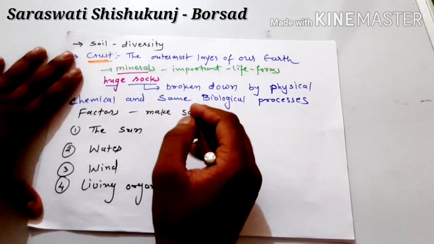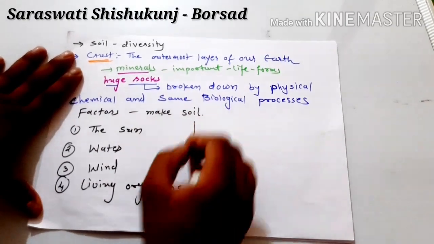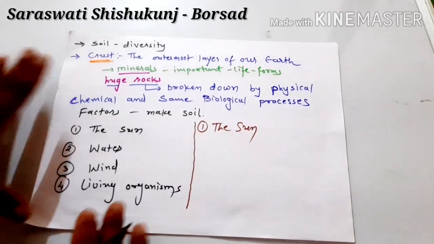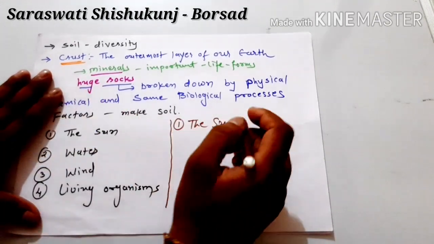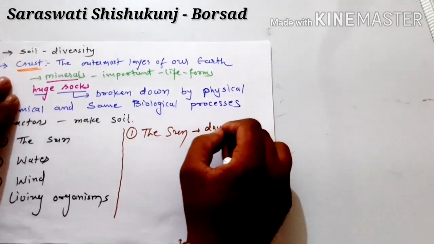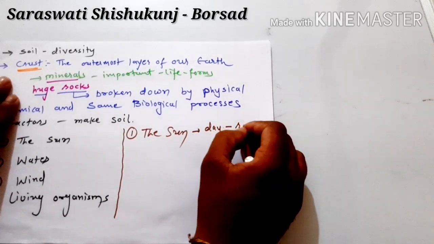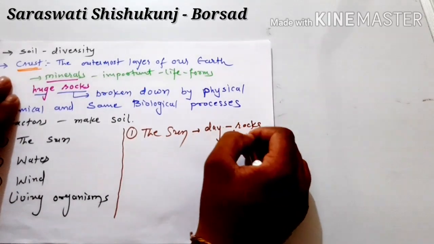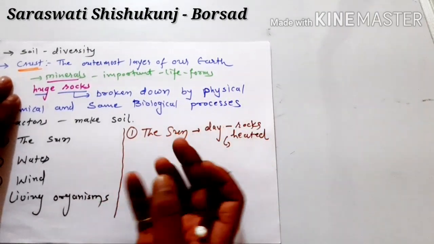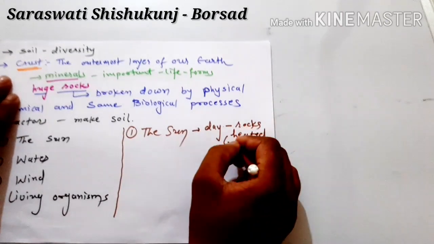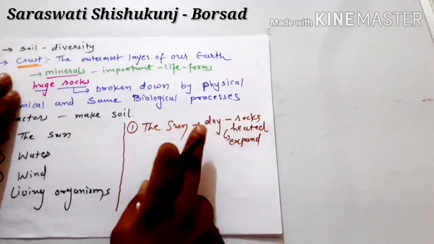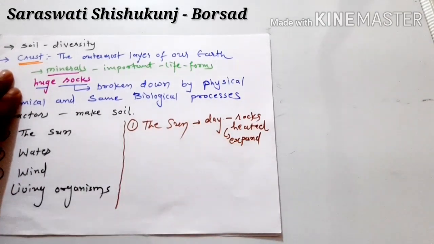Let's start from the first one, that is sun. How is sun responsible for the formation of soil? First of all, we know that during daytime, what will happen? During daytime, due to the sun, rocks will get heated, right? As it gets heated, we know that it is going to expand. At daytime, due to the sun, the rock will get heated, so it will expand.